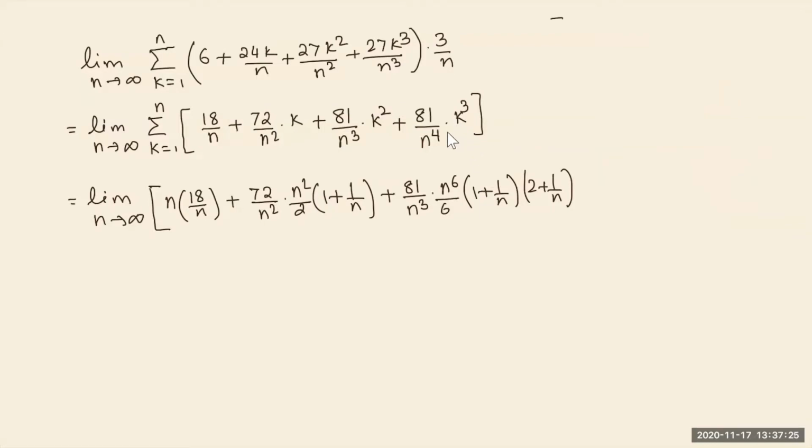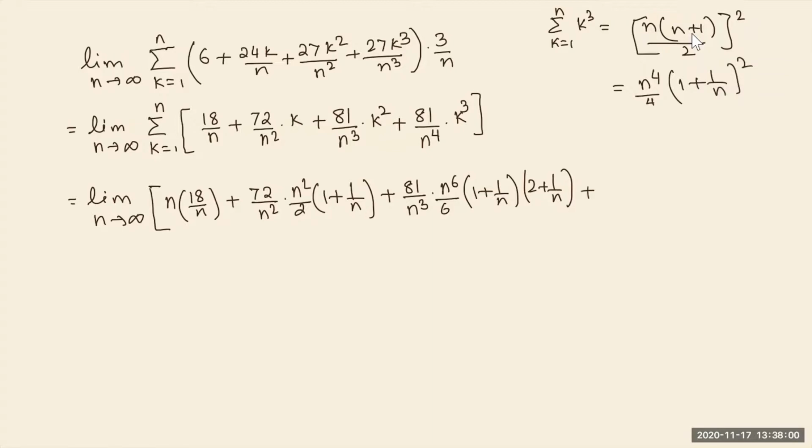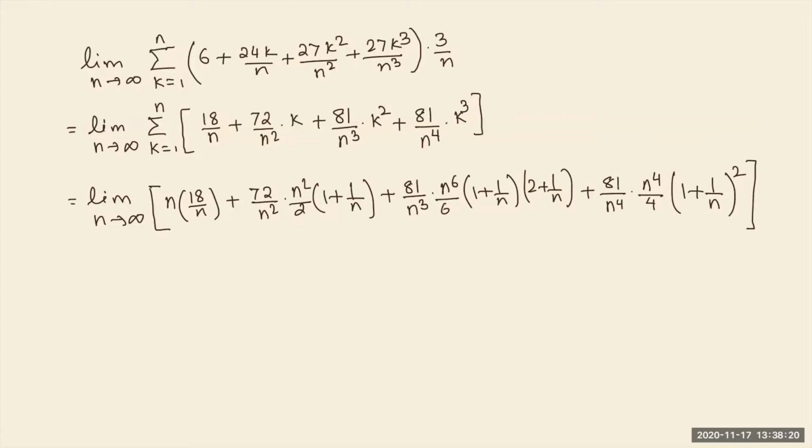If you recall the formula, the sum of k equal to 1 through n of k cubed is equal to n times n plus 1 divided by 2, squared, not cubed, squared. If I factor that n out, it will be n squared, and we are squaring that, so it will be n to the 4, divided by 4, since I'm squaring this 2. After I factor this n out, it will be 1 plus 1 over n, squared. So the last term will be 81 over n to the 4 multiplied by the sum of k cubed, which is n raised to 4 divided by 4, times 1 plus 1 over n squared. That is the result after we evaluate the sum.